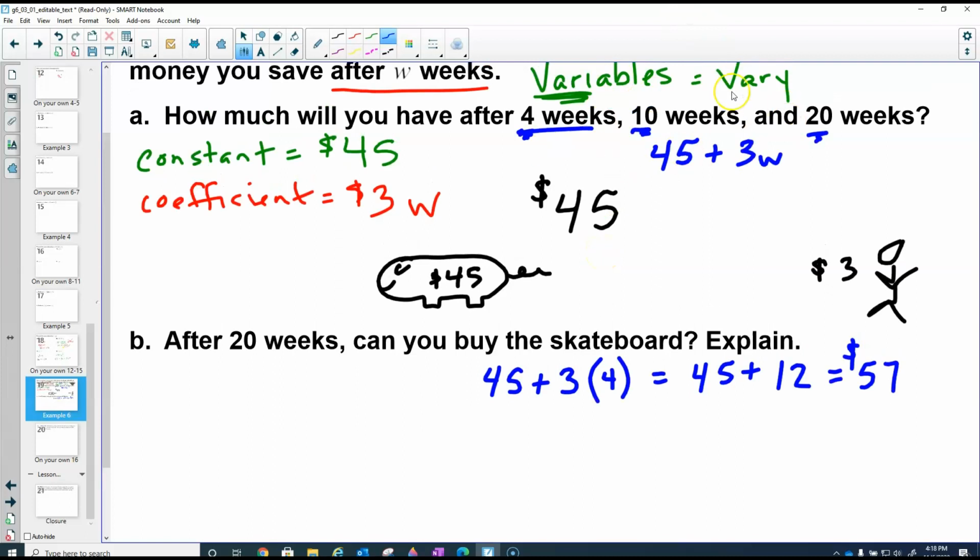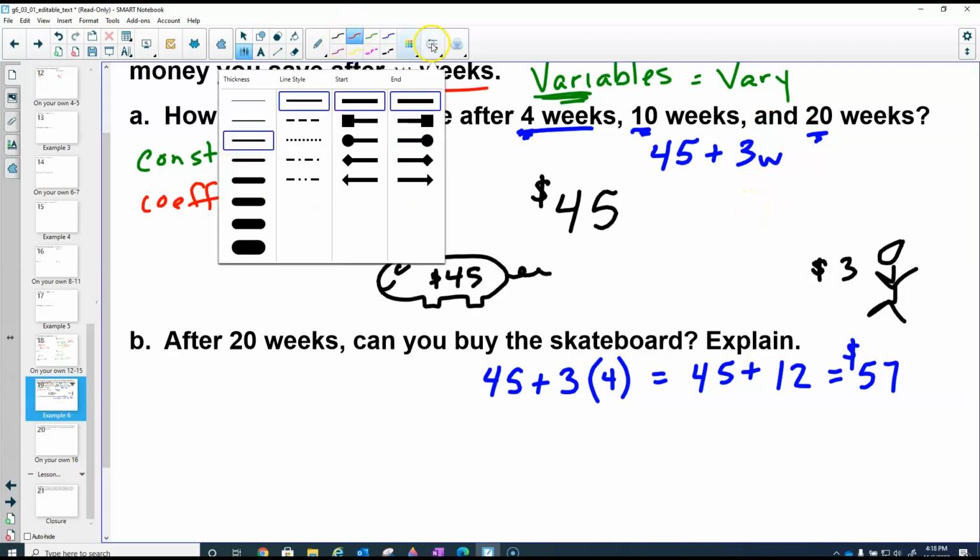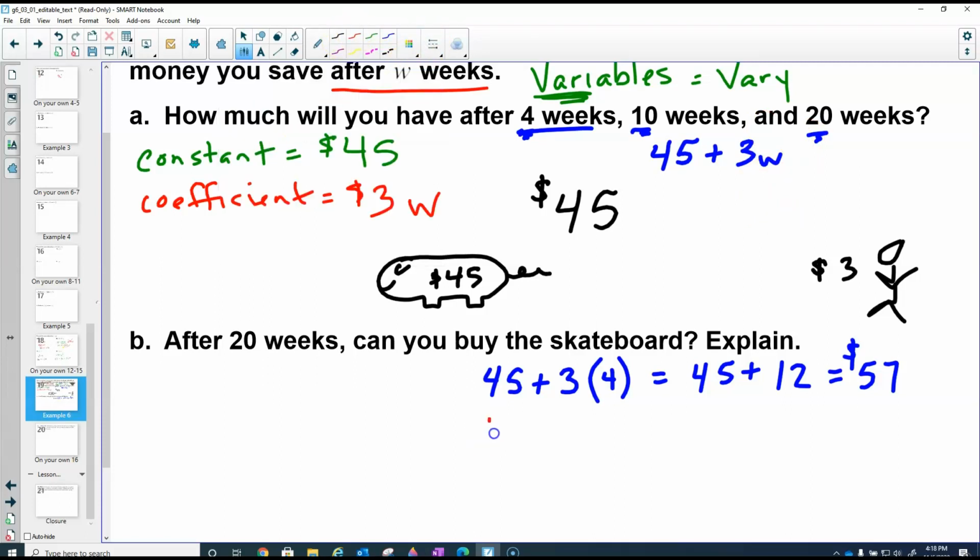Okay, now I'm going to take this 10 weeks here and I'm going to plug it into my W standing for weeks. Let's change the color. Using the same equation, if I start with my $45, I get $3 each week, and it's for 10 weeks. Doing PEMDAS, I need to do 3 times 10 first. So I'd have 45 plus 30. I would have $75. So if the skateboard was in fact $75, I would make that enough in 10 weeks.